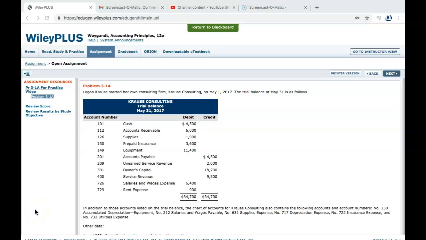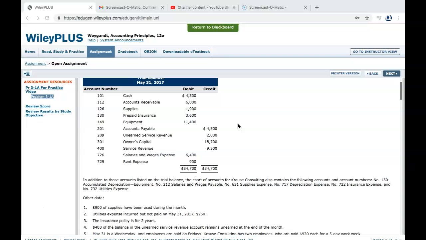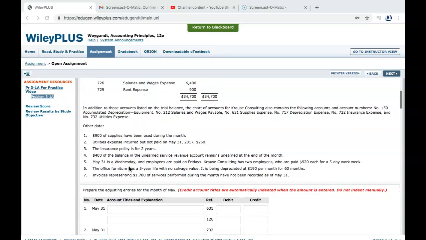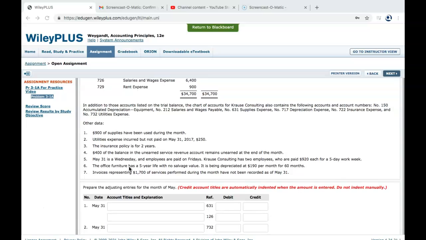Okay, so in this problem, Logan Krause started her own consulting firm, Krause Consulting, on May 1st, 2017. And then here it says the trial balance at May 31st is as follows. So we will be working from the trial balance. What we will be doing is we're going to take the data here that they give us. This is additional data, and we're going to be making journal entries so that we could adjust the accounts. So these are going to be known as adjusting entries.